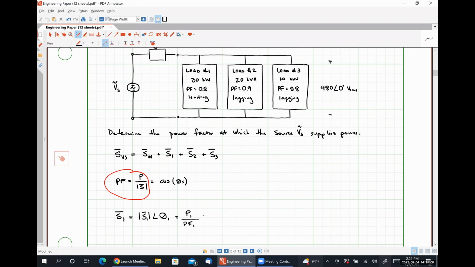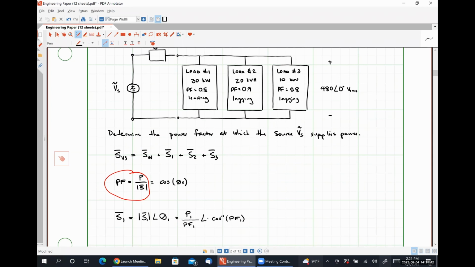Our angle, theta 1, is going to be the inverse cosine or the arc cosine of our power factor, but we need to pay attention. We are told that the power factor for load number 1 is leading, which means that we need to have a negative phase angle. The inverse cosine function will always give us a positive phase angle. So to fix this, we just put a negative sign out front here.